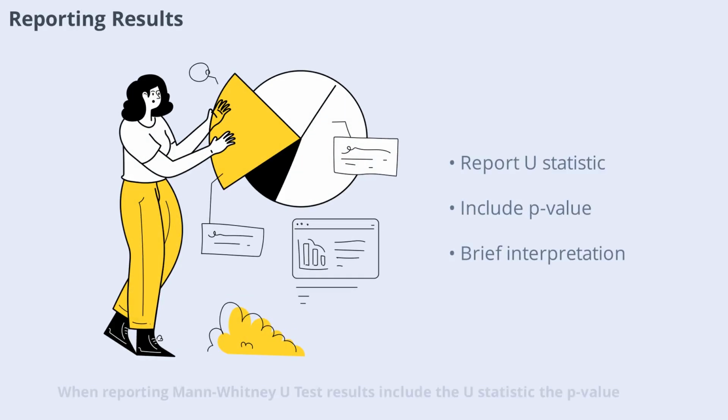In reporting, Mann Whitney U test results include the U statistic, the p-value, and a brief interpretation. For example, a Mann Whitney U test showed a significant difference between groups, U equals 15, p equals 0.03. This format helps readers understand your findings and the strength of the evidence.